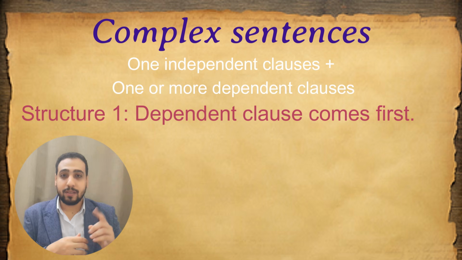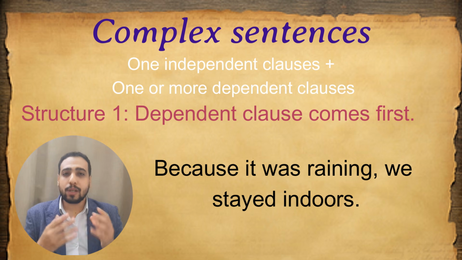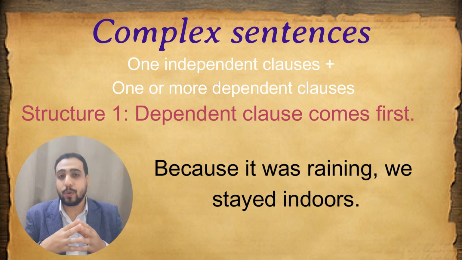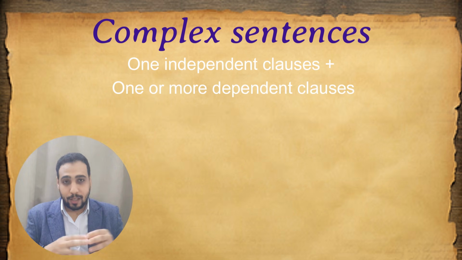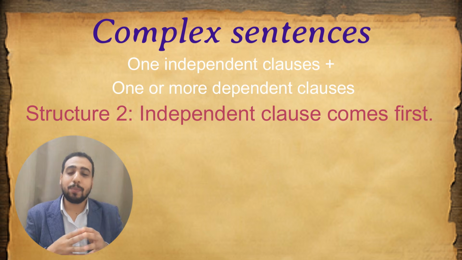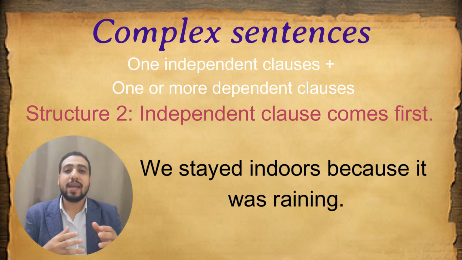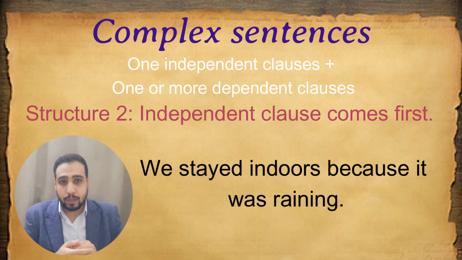Structure number 1, dependent clause comes first. For example, because it was raining, we stayed indoors. Notice the comma? When you start with a dependent clause, you need a comma after it. Structure number 2, independent clause comes first. For example, we stayed indoors because it was raining. When the independent clause comes first, you don't need a comma.